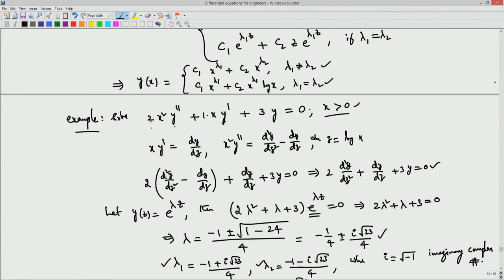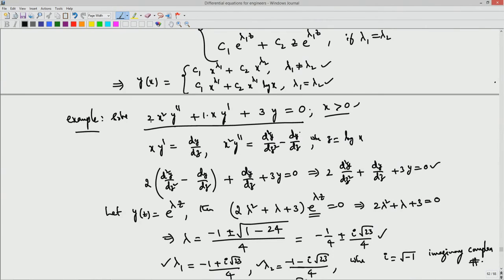So, you have seen here this is a special type of equation called the Euler Cauchy type equation. So, you can get two linearly independent solutions just by converting it into a linear equation with constant coefficients. Okay. So, this is one.